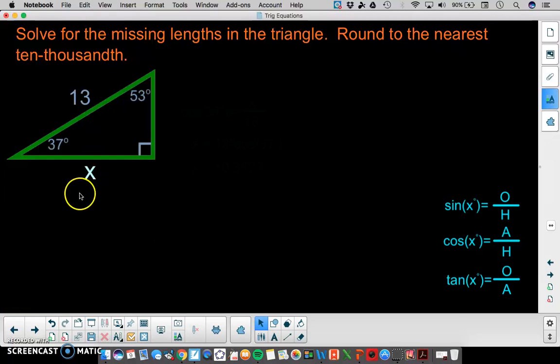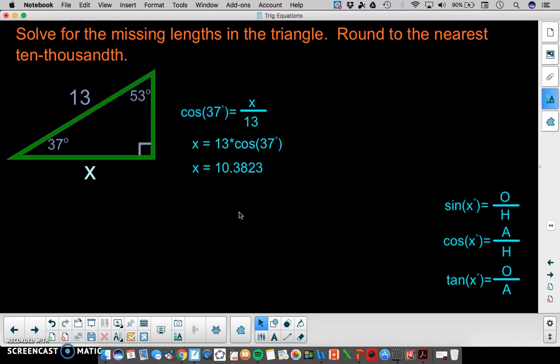Let's take a look at another example. Here we're given the 13 as our hypotenuse. We're given that we have 37, 53, and a 90-degree angle. So we know we're going to have to use trig ratios to be able to solve it. If we choose our 37-degree angle, the x is adjacent to it, and 13 is our hypotenuse. So we have to use cosine. So x is our adjacent side, 13 is our hypotenuse. Multiply by 13 on both sides, and then we can plug that in our calculator and get 10.3823.